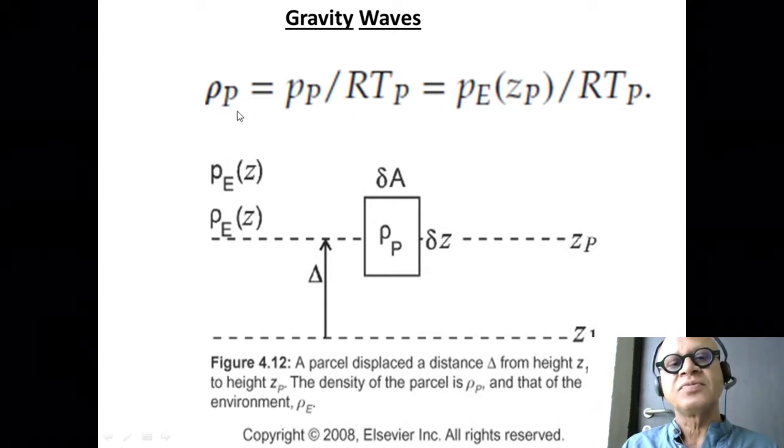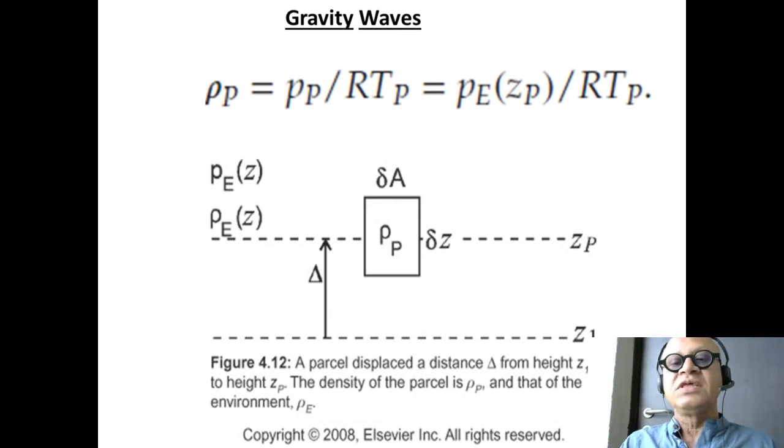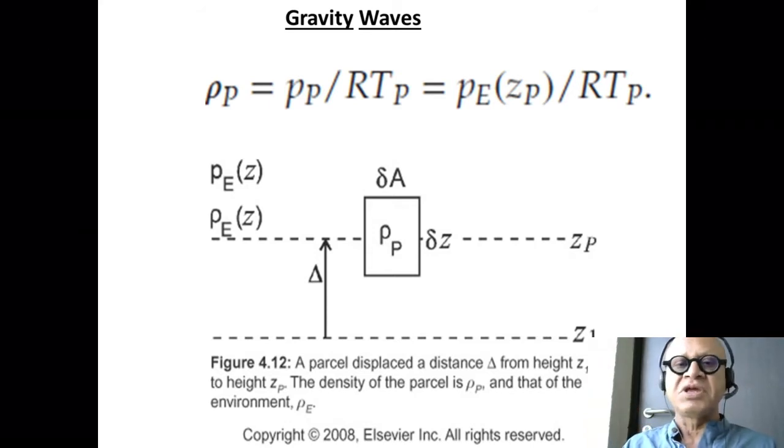So we had looked at the parcel ideal gas relation. Rho of the parcel is P of the parcel divided by RT of the parcel, and we can replace it. Hydrostatic balance means the pressure of the parcel instantaneously adjusts to the environmental pressure. So PP can be replaced by PE at ZP divided by RTP. So you're displacing a parcel by delta and moving it into a new environmental pressure, and we are going to look at how gravity waves can be generated.